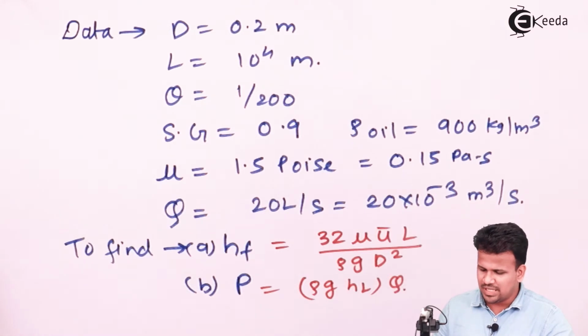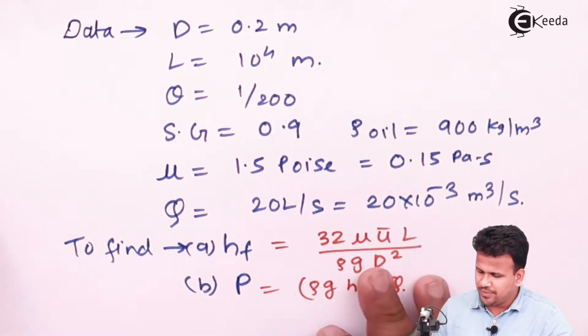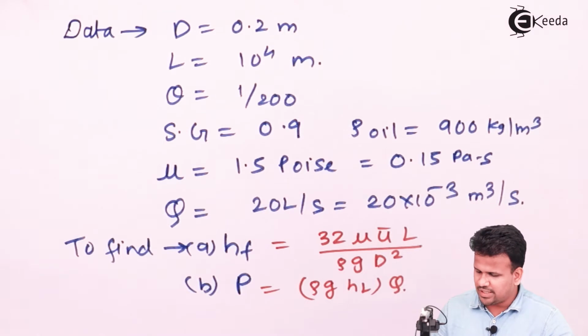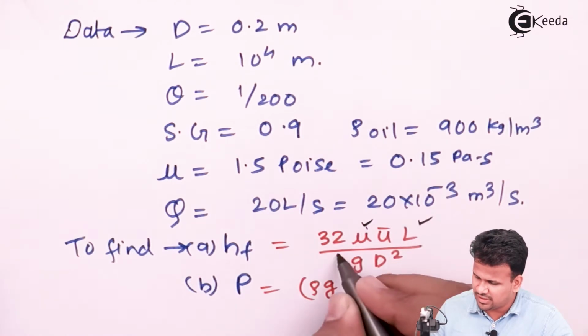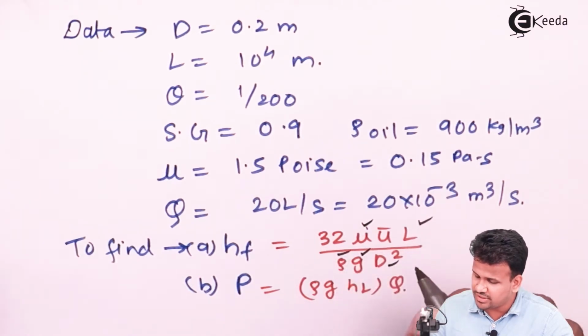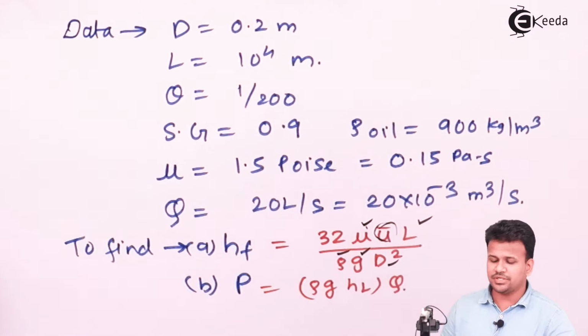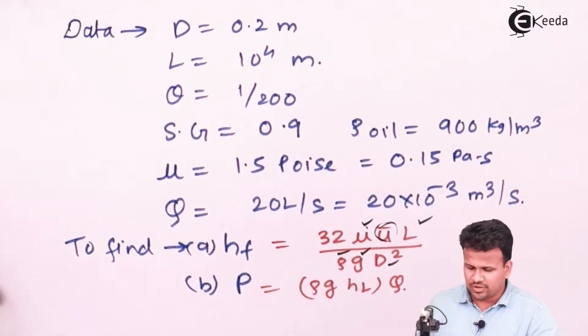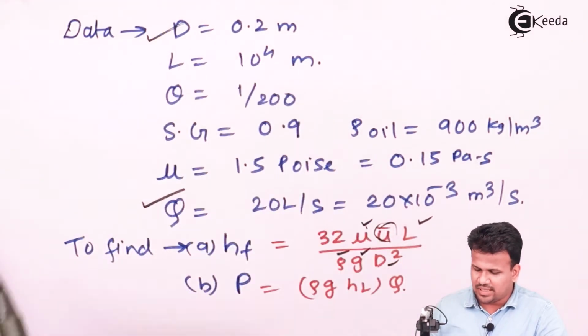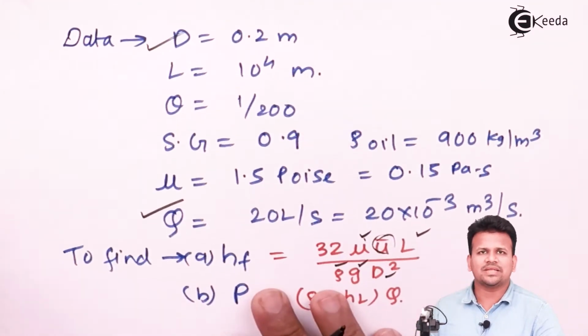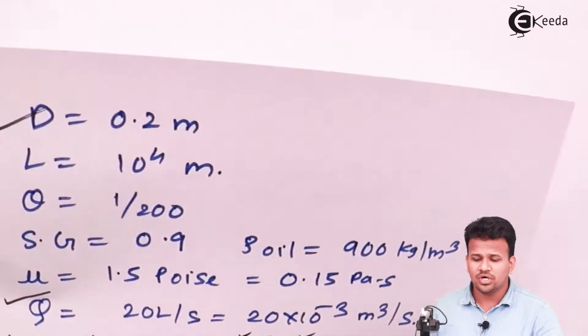Now let us calculate a few terms. For calculating this, you need to know the value of viscosity, which we have. We have length, we have rho, we have g, we have D. First thing which we have to calculate is U bar. For that, we are given Q as well as the diameter. So we'll calculate U bar, that is the average velocity of the fluid.